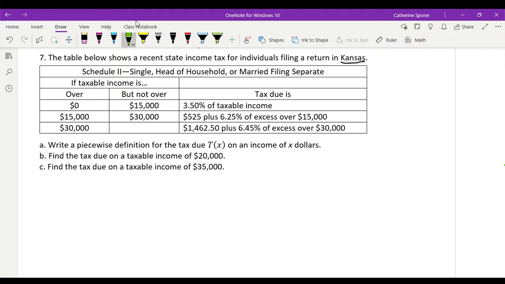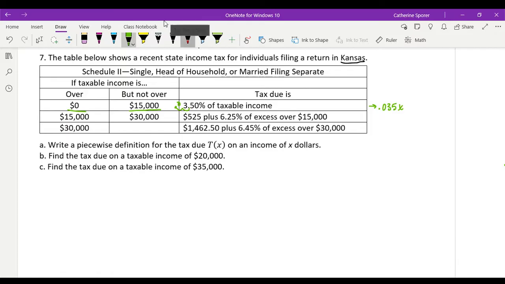So between 0 and 15,000, the tax is 3.5%, which as a decimal is 0.035 times the income. So as an equation, that would be 0.035 times x, where x is the income.